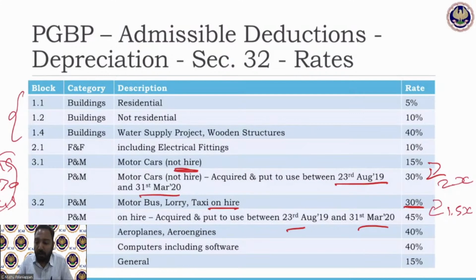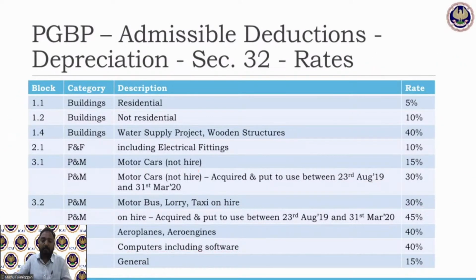Apart from cars, aeroplanes and all, it is 40%. For computers, including software, basically the software which is mandatory to run your computer, what comes along with the computer, what is inbuilt into the computer, you get 40%. And for any other plant and machinery, it is 15%. So these are all important for tangible assets. All this is what we are calling tangible specified assets.